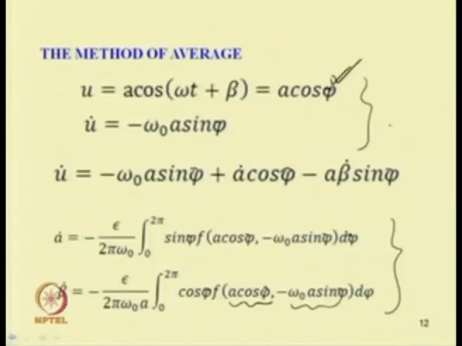In A dot, sin phi is multiplied with this function, and in case of beta dot, cos phi is multiplied with this function. So, this is A cos phi and minus omega 0 A sin phi; this is x and this is x dot. So, for x dot one has to substitute this term, and for x, if there is some x term, then one has to substitute this. In this case we have the x dot term, so one has to substitute minus omega 0 A sin phi.